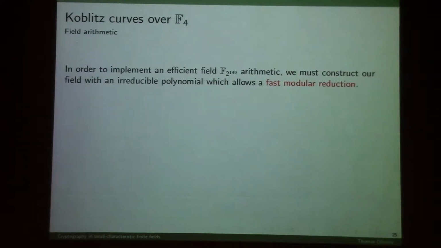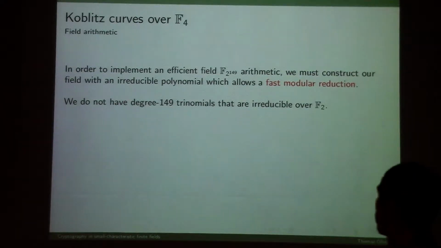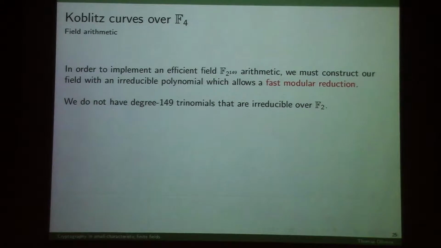But as in GLS, before implementing this scalar multiplication, we had to implement an efficient field arithmetic. So we need a trinomial here, as we had in the GLS curve, because trinomials are very fast for modular reduction. However, we do not have trinomials of degree 149 which are irreducible over F2. So what can we do?